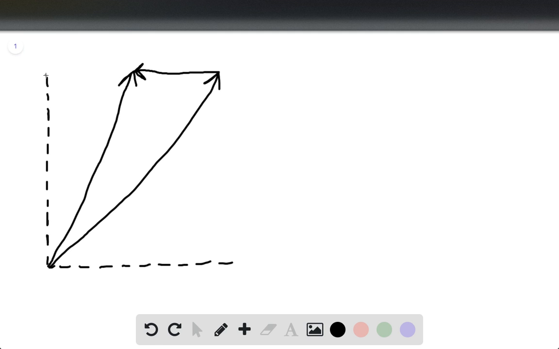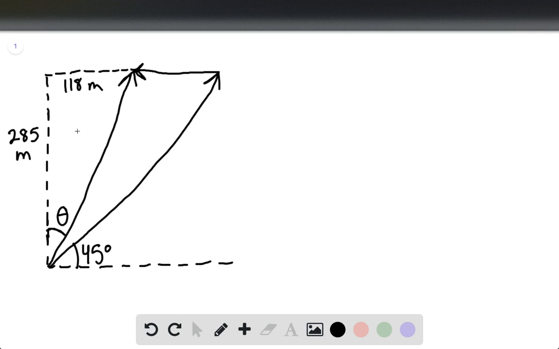And then we can say that this length is 118 meters. This length right here is 285 meters. We're going to label this as 45 degrees. And then we're going to label this as simply theta.